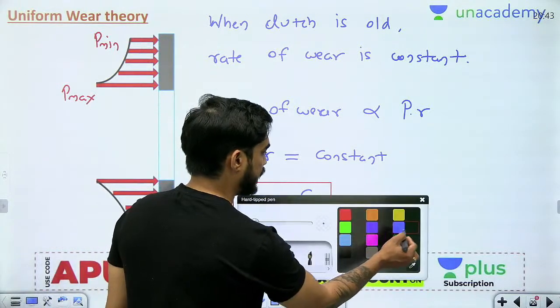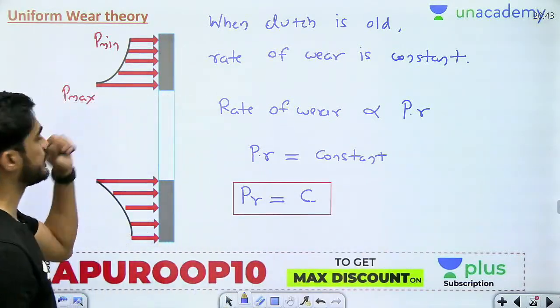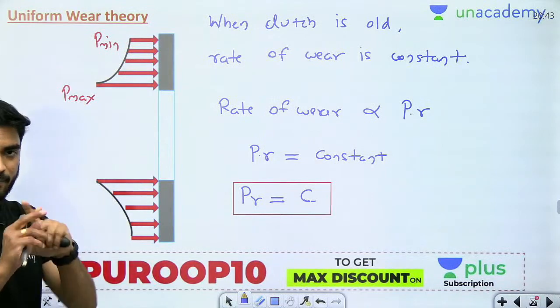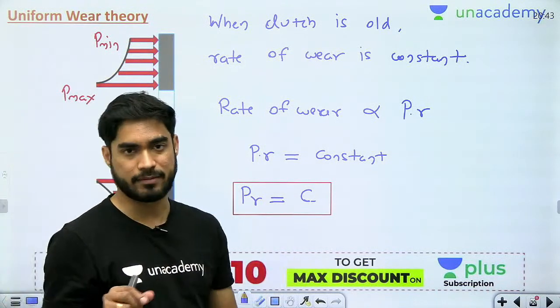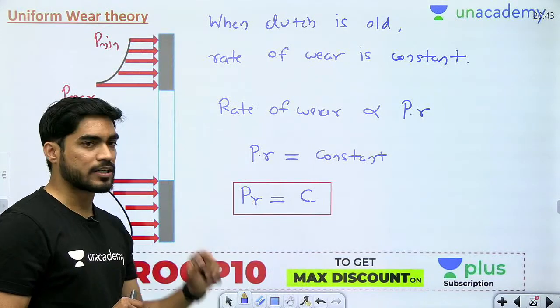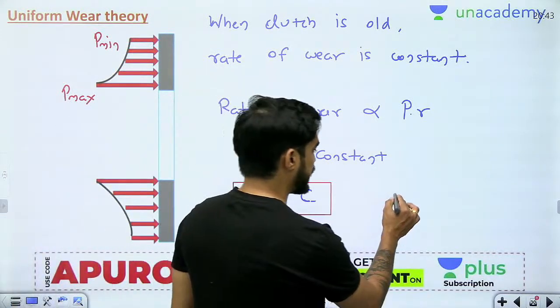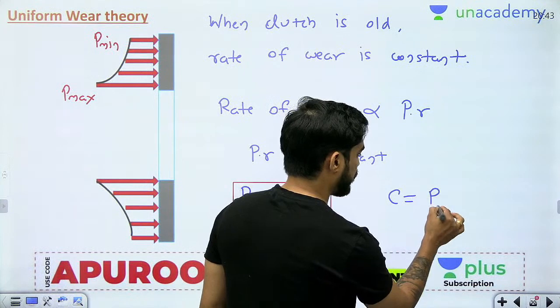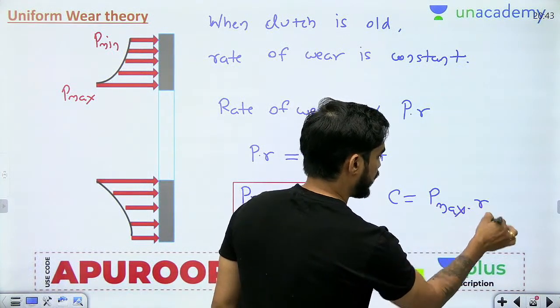Understand, in the question they will give you P maximum. If you have P maximum, then you will put R minimum. So C is equal to P maximum into R1.